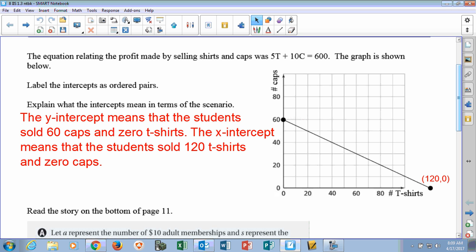All right. So that's what the intercepts mean. So on page 11, what we're going to get into today. So let's read the story at the bottom of page 11. If you want, while you're writing, I'll just read the story to you.